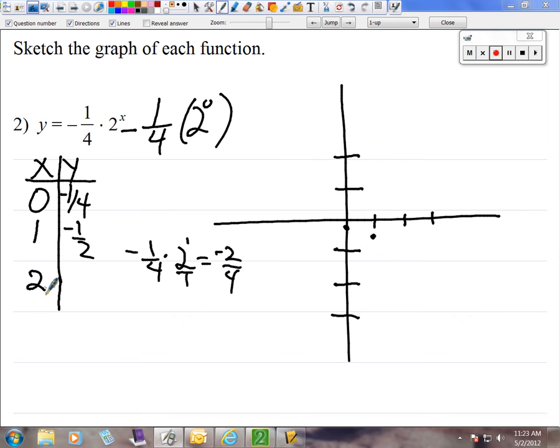I'm going to do this one over here. You got -1/4 times 2 to the second. -1, very good. Because you got 2 squared is 4, 4 times 1/4. If you have 4/4, that makes a 1, doesn't it? But it's negative. So that means when we go to 2, we'll go down to -1.